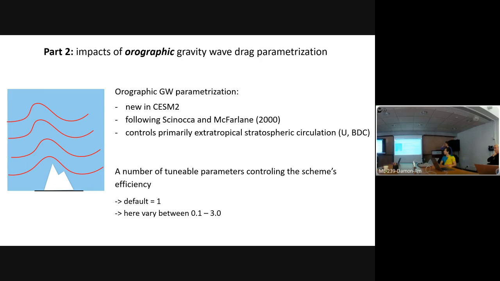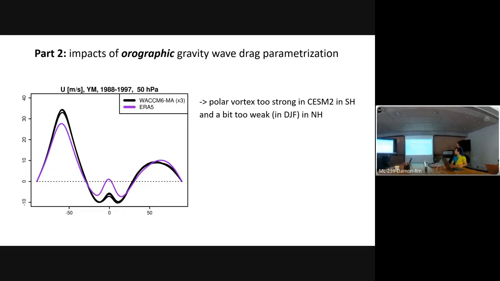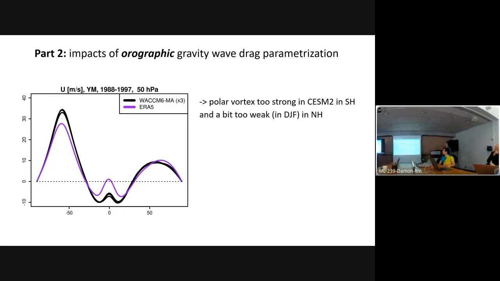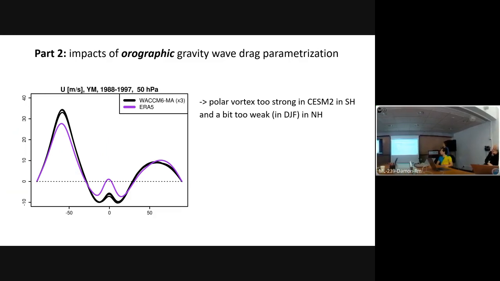Without going into details, there's a number of tunable parameters in this new parameterization that basically control the scheme's efficiency. The default value for those parameters is 1. Here I'm going to vary them between 0.1 and 3.0 to illustrate the impact this can have on the polar vortex. So this is the polar vortex in this workhorse CESM2 WACCM6 1 degree version in black, and ERA5 is shown in purple. This is zonal wind at 50 hectopascal, yearly mean.